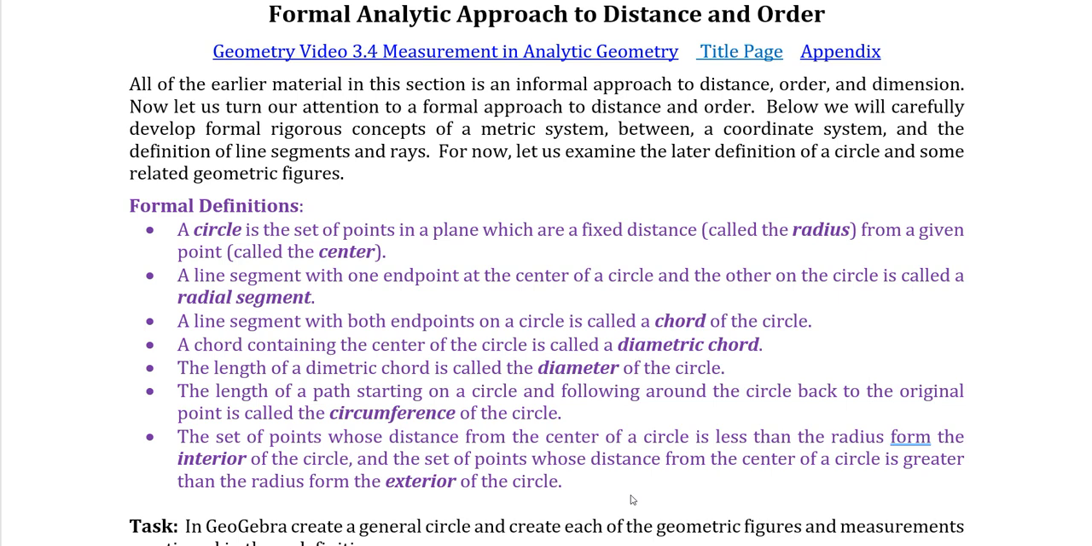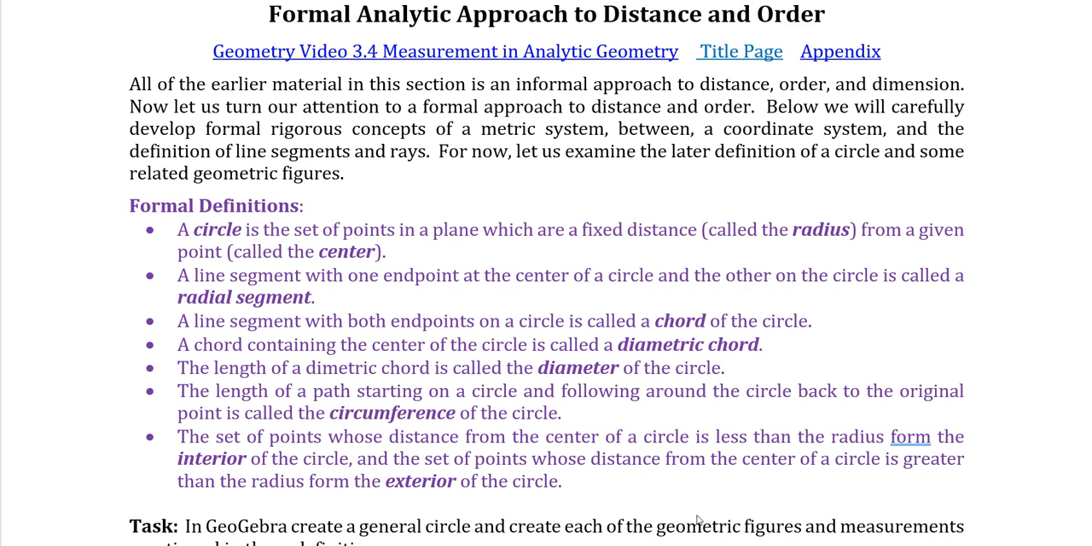I think that's a little problematic because we want to make a distinction between numbers and geometric figures, sets of points. So we're going to make the distinction there between a radius, which is a number, and a radial segment, which is a line segment, a set of points. Similarly, we're going to make a distinction between a diameter, a word that is often used for both a distance and a line segment. We're going to make that two different things. A diameter will be the distance, and the diametric chord will be the line segment that has that length.